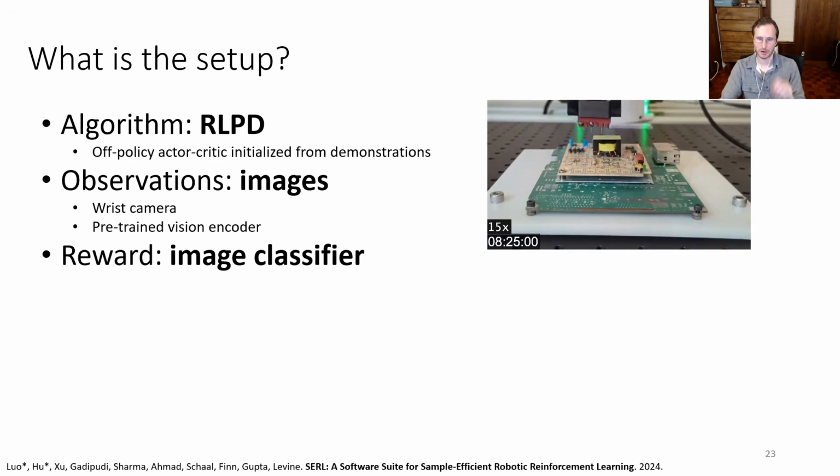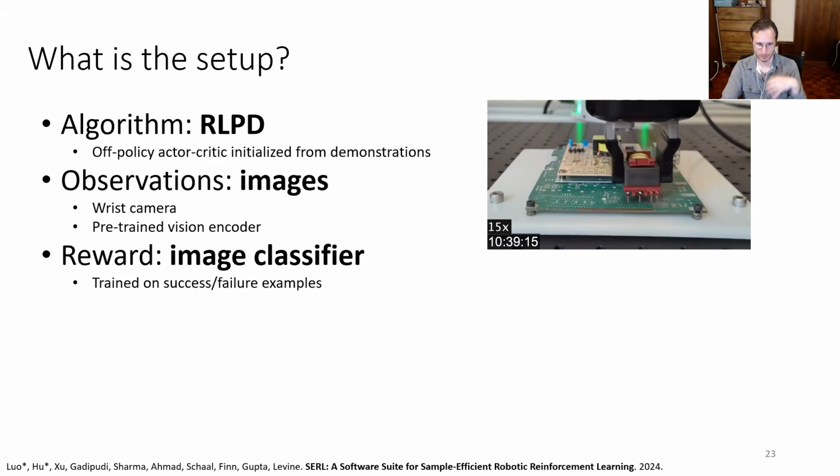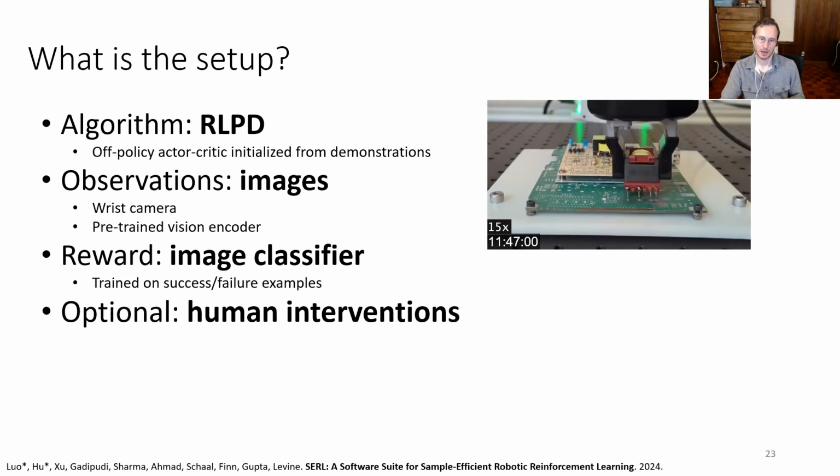The reward is actually sparse. It's just given by an image classifier that looks at the final image and gives it a 0 or 1 depending on whether it succeeded. So this is a fairly realistic case. There's no manual reward shaping, but there are some demonstrations that are provided to get it started.